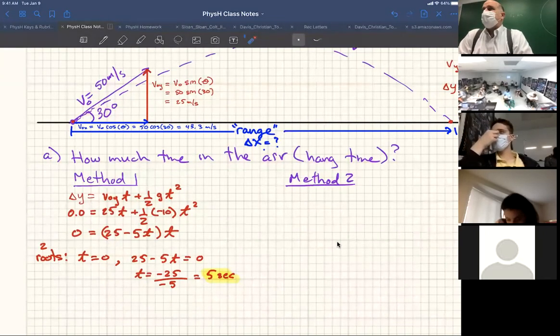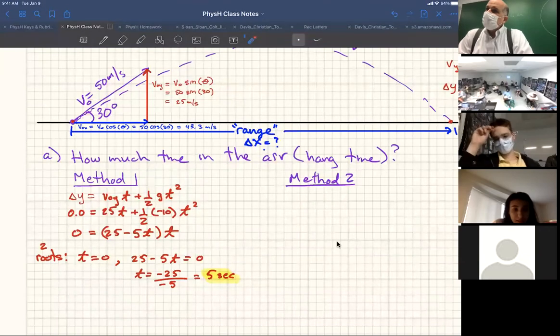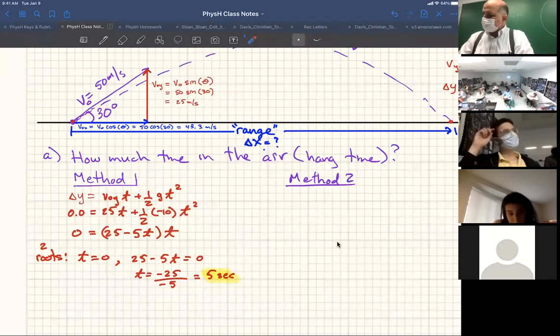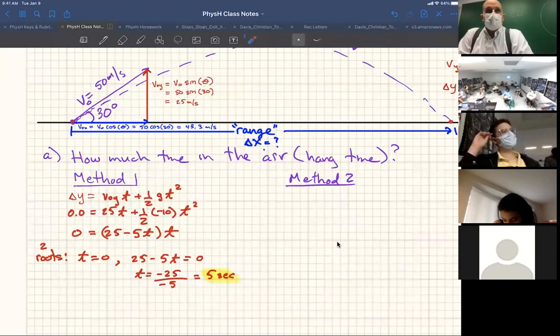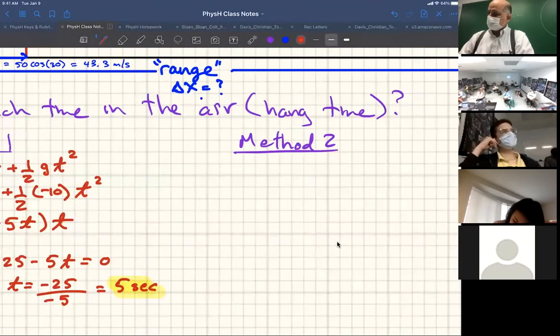There's another good way to do it. Can anybody think of another way to do it? This other way does not involve a quadratic. So this delta y equation, we get a t squared term. The other way to do it does not involve a quadratic. Okay, let's write, I'm going to write that down, and then so yeah, we could use the velocity. It is possible to use the velocity equation.